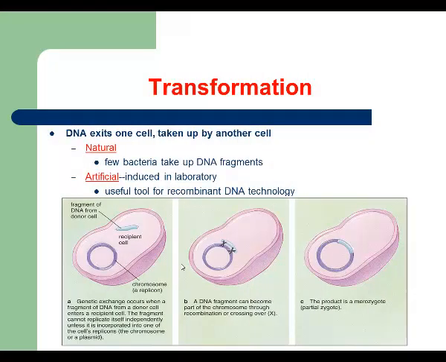We start with the first type of genetic exchange. It is called transformation. It can be natural or artificial. Let's start with the natural transformation. Some bacteria have the ability to pick up fragments of DNA molecule from extracellular space.